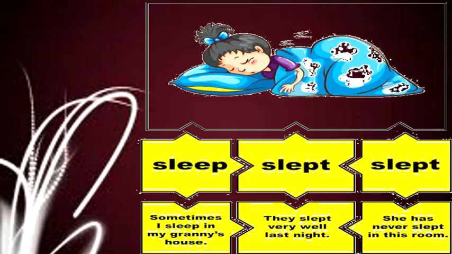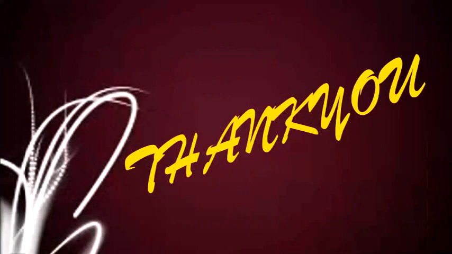In the given sentence, they slept very well last night. This is sentence in simple past tense. The third sentence is in present perfect tense, which uses the third form of the verb, slept. She has never slept in this room. So we have sleep, slept, slept. Let us see next. Okay, that brings the end of this session.